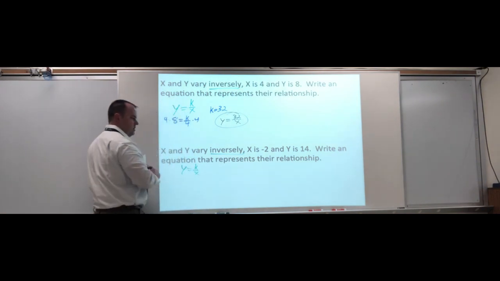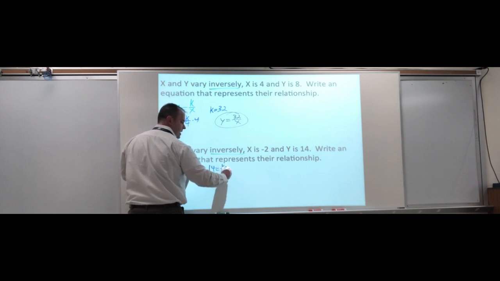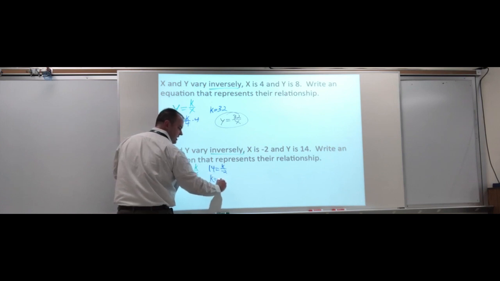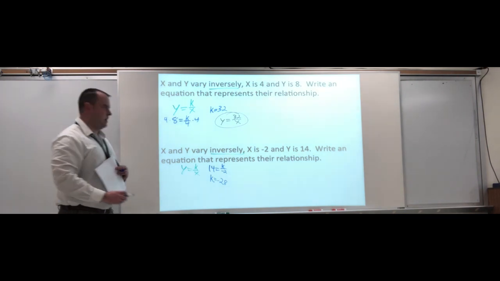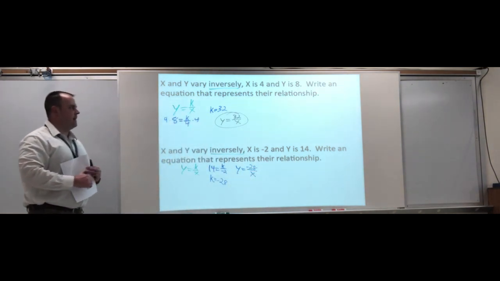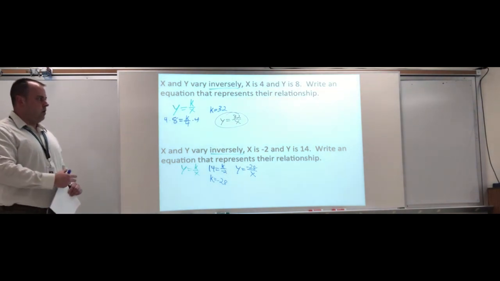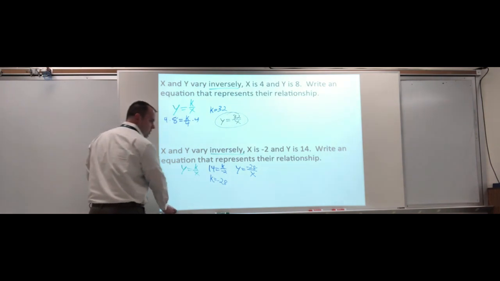Taking those two values, plug them in. 14 equals k divided by -2. Multiply by -2, k equals -28. So our constant of variation is -28. Y equals -28 over x. So that's finding the equation that shows the relationship. It tells us that for every x value, this is going to happen to y. Y equals 32 over x, y equals -28 over x.